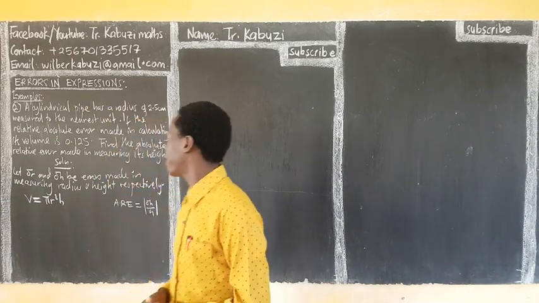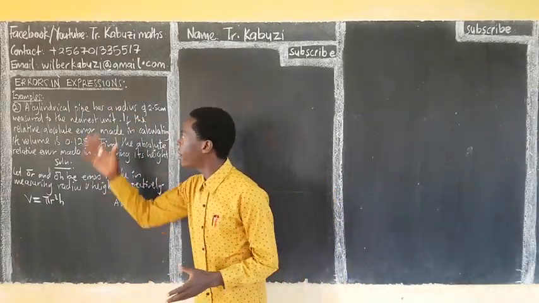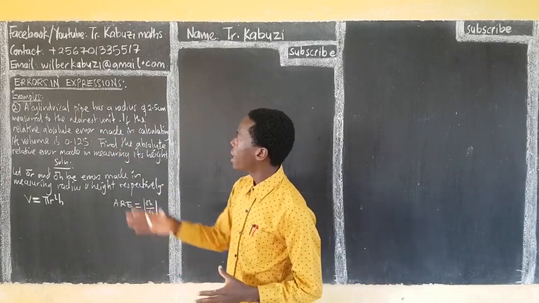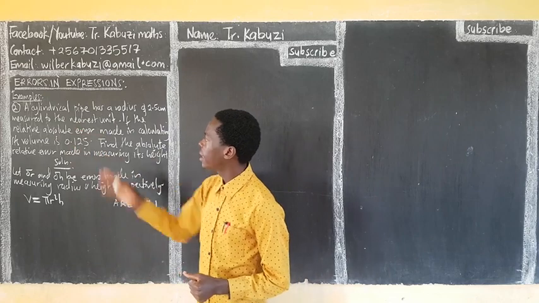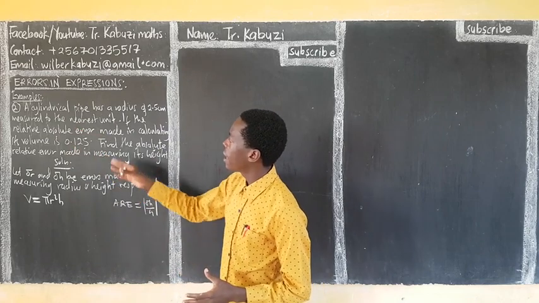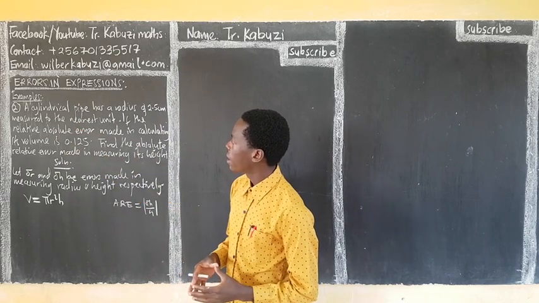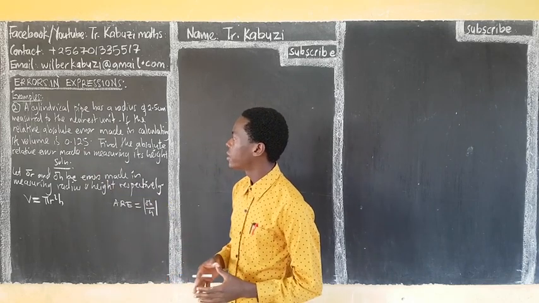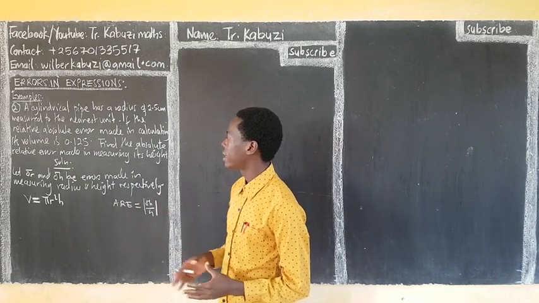Okay, we have a different question here, still about errors in expressions. Here they are giving us a cylindrical pipe whose radius is measured to the nearest unit. If the relative absolute error calculated in its volume is this, find the absolute error in measuring its height.